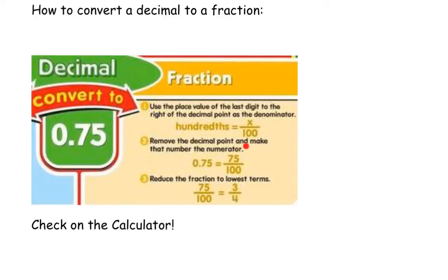And so then you remove the decimal point that made and put this number in the numerator. So the 100, because the 5 is in the hundredths, is going to be the denominator. And then the rest of the number without the decimal is going to be the numerator. And then you just reduce the fraction to lowest terms. Once again, you can use the calculator to check. You're just going to take that fraction you got as an answer and take 3 divided by 4 to make sure you get the decimal that you started with.